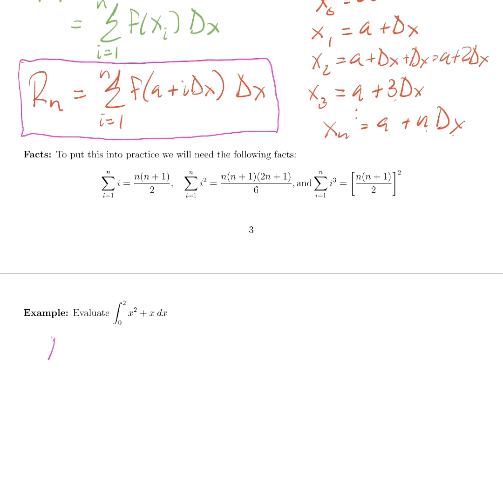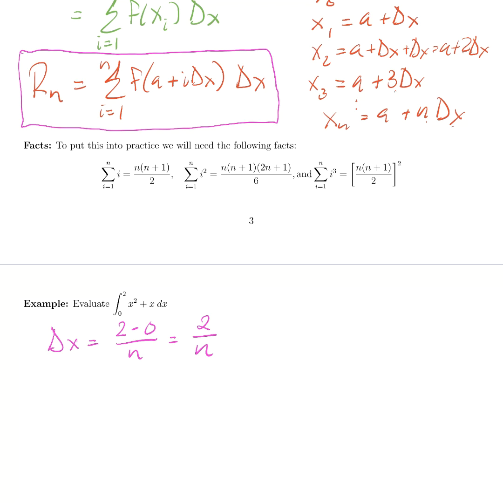All right, so we got some things we need to get our hands on. The first thing we need to know is, what is delta x? Well, it's b minus a divided by n. It's 2 over n.